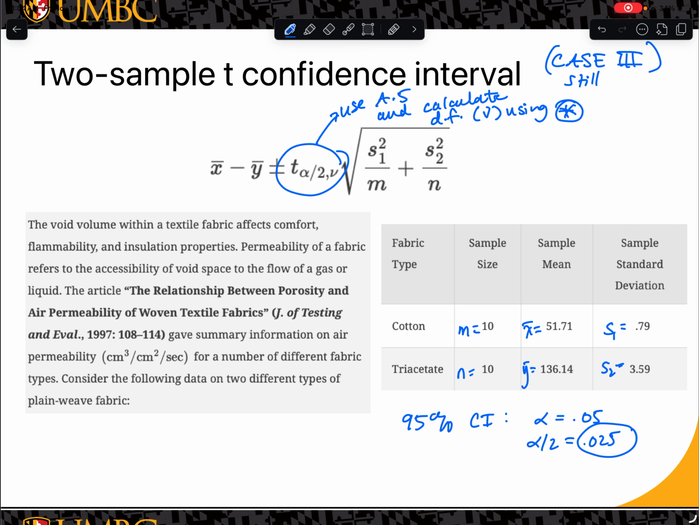And that is it for today. The next thing will be a paired T test, which we'll get to next class.